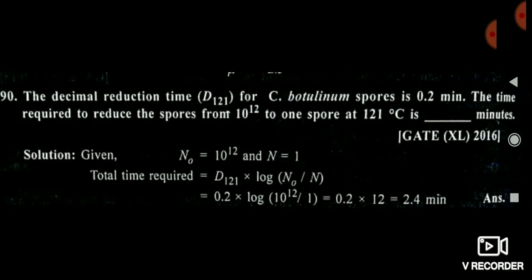Now another question. Friends, these questions are just for playing. These questions are not for solving. You can simply play with these questions. You don't need to have copy and pen to solve these questions. You simply take your calculator, you simply do the calculations only. Same thing is repeated here also. F is equal to D121 log base 10 N naught by N. N naught value is 10 to the power 12, N value is 1 and D value is 0.2. You can get the answer, that is 2.4.